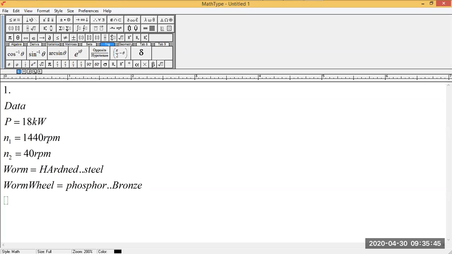Right. And the number of starts is 1. So number of starts is 1. Next, we need to design the gear overall. That's the objective. Let's start off with step 1. The solution.